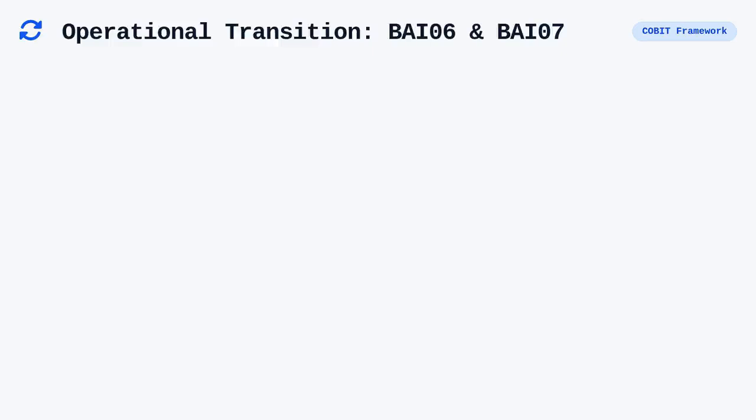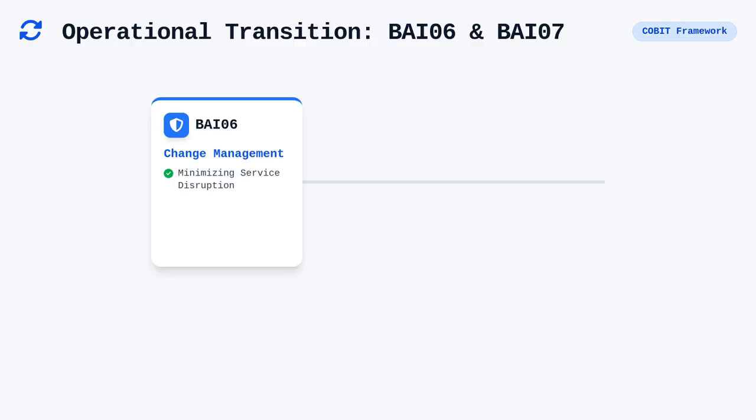Transitioning into operations brings us to BAI06 and BAI07, which address change management and the final acceptance of technical changes. Change management is frequently misunderstood as merely a bureaucratic hurdle, but within the COBIT framework, it is the primary control mechanism for minimizing service disruption. When we plan an IT change, we must evaluate the potential impact on all related configuration items and business services.